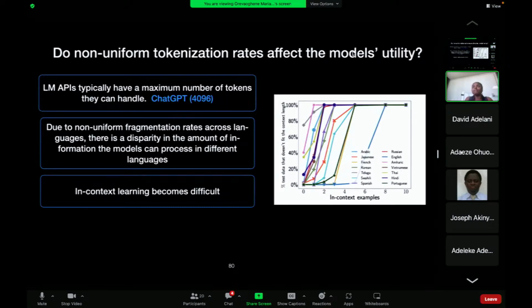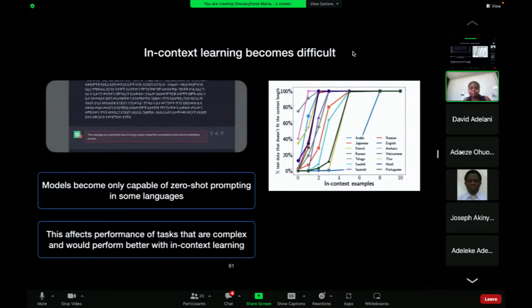With in-context learning, you're showing your model examples on how to perform a task. But in this case it becomes difficult, because if I can't even fit a full in-context example into the model, then the model probably will not be able to perform the task. So this is an example of when I try to perform a summarization task in Amharic. This dataset is XL-Sum.